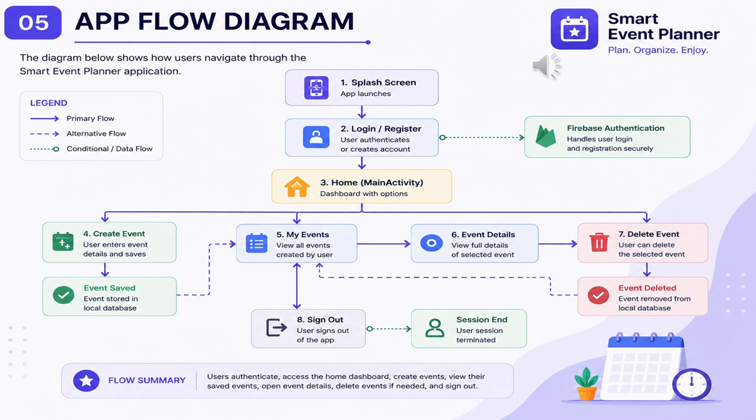Moving into the app flow diagram, this diagram shows how users navigate through the Smart Event Planner application. When the app starts, the user is first required to log in or register using Firebase authentication. After successful authentication, the user is directed to the home screen, which acts as the central dashboard. From the home screen, the user can either create a new event or view their existing events. When creating an event, the user enters the event details, which are then saved locally using SQLite.